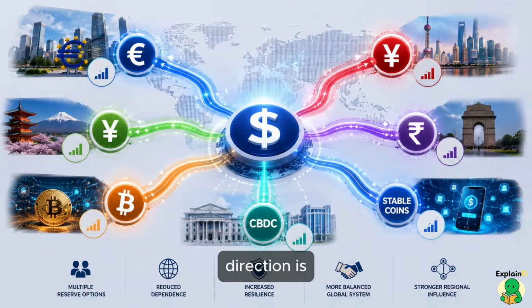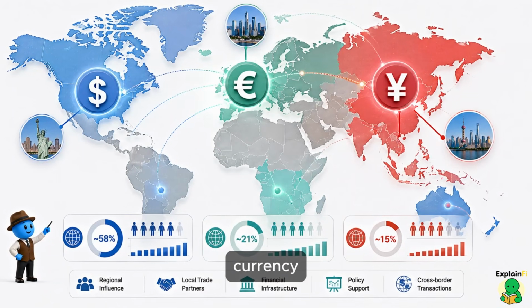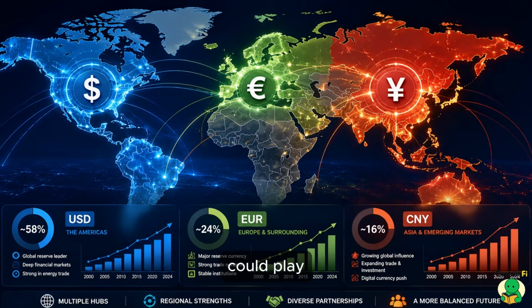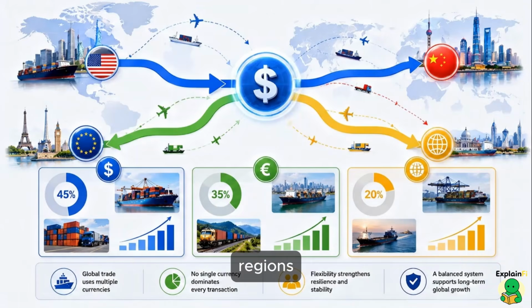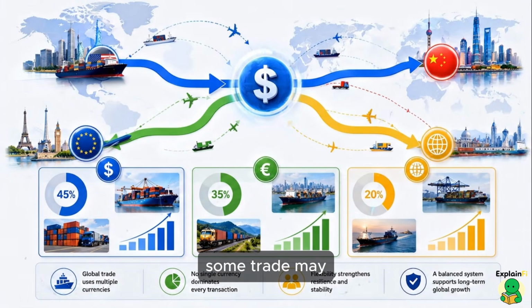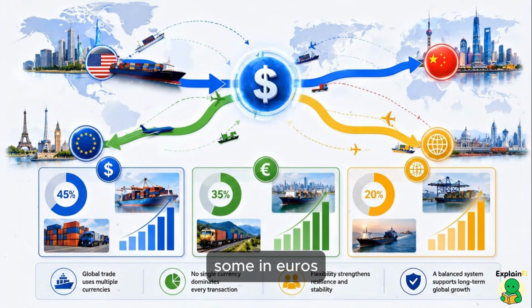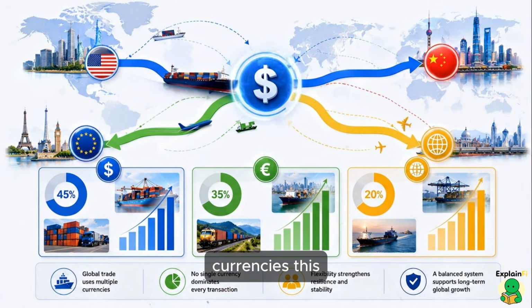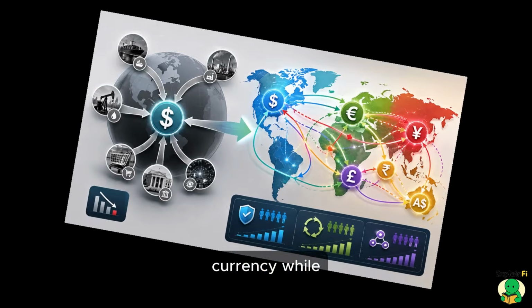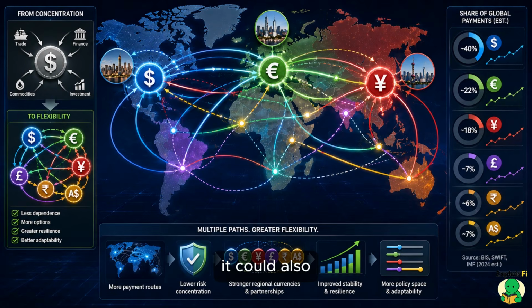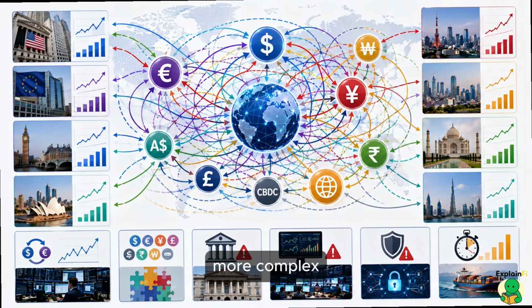One possible direction is a more diversified system. Instead of one dominant currency, multiple currencies could play larger roles in different regions. For example, some trade may be conducted in dollars, some in euros, some in other currencies. This could reduce reliance on a single currency while increasing flexibility, but it could also make global systems more complex.